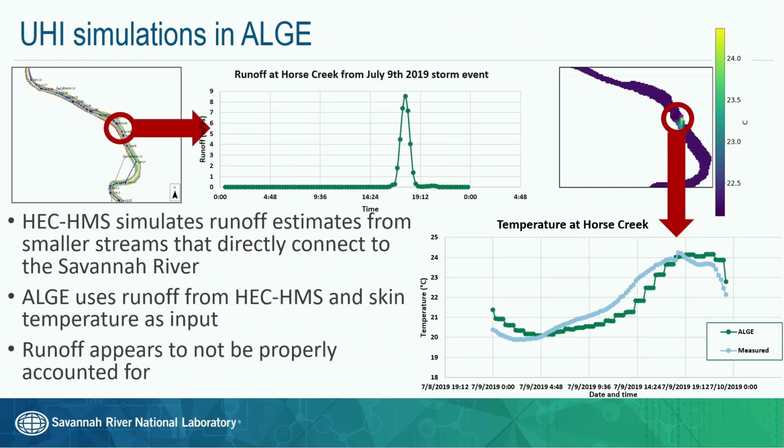We first performed HEC-HMS simulations, which utilized MRMS rainfall data, stream gauge data, and atmospheric data during a rainfall event, such as temperature and pressure, to estimate runoff in the Augusta metropolitan area. ALGAE then used the runoff estimates produced by HEC-HMS and the skin temperature as input. ALGAE was able to simulate temperature fairly close to what was measured from the stream gauge data. However, the temperature surge that we're looking for, which you can see in this bottom plot in the light blue, or the sudden increase in temperature by roughly 1 degree Celsius, was not produced by ALGAE.